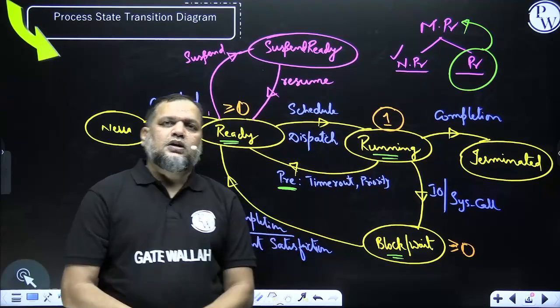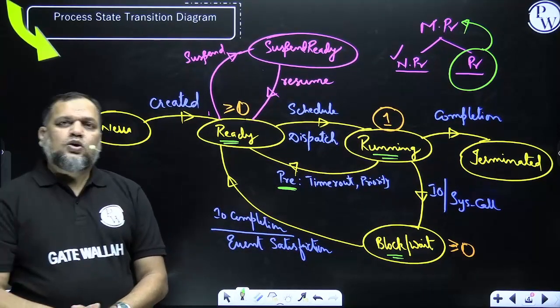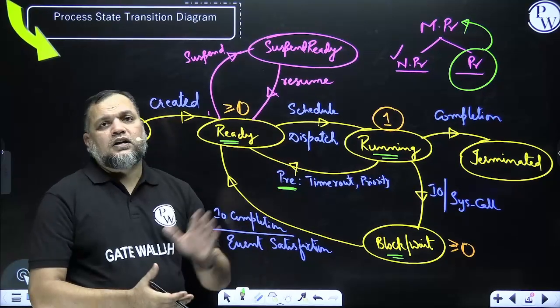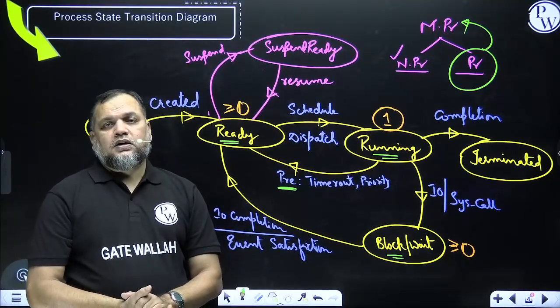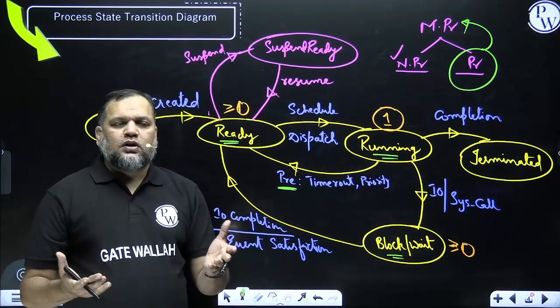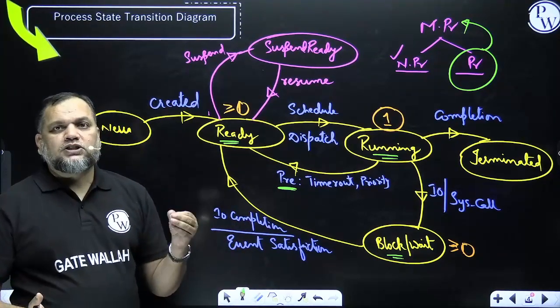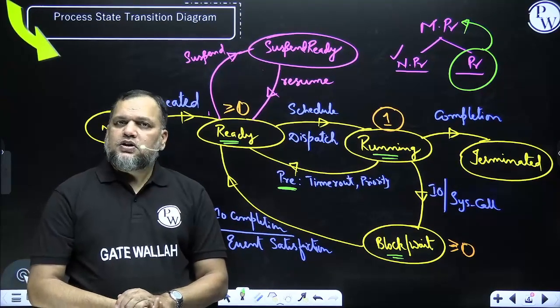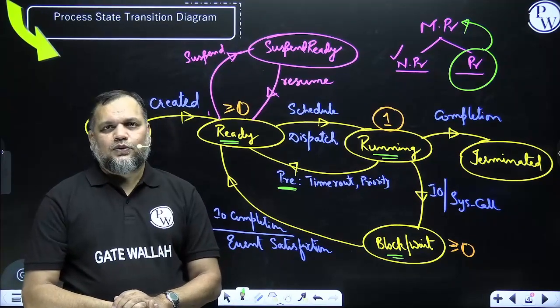So this is the process state transition diagram. Hope all aspects of the diagram are clear, and based on this, I am very sure all the PYQs of GATE which have been asked based on process state transition diagram, definitely you can work out. Okay, thanks.